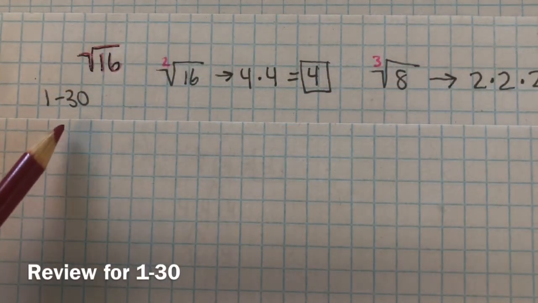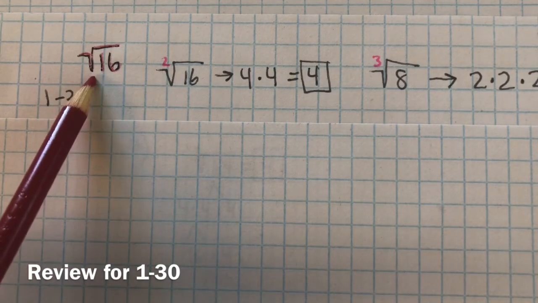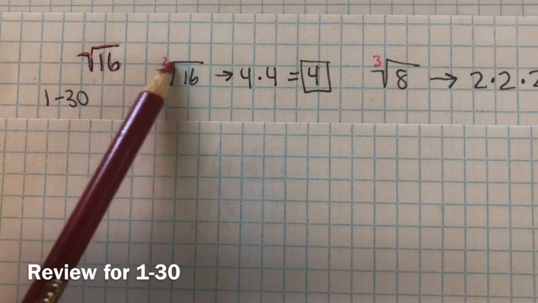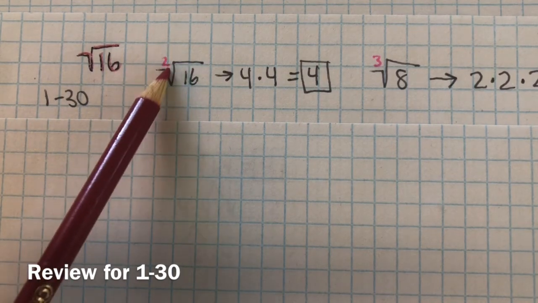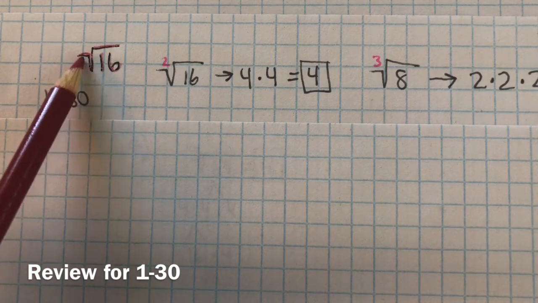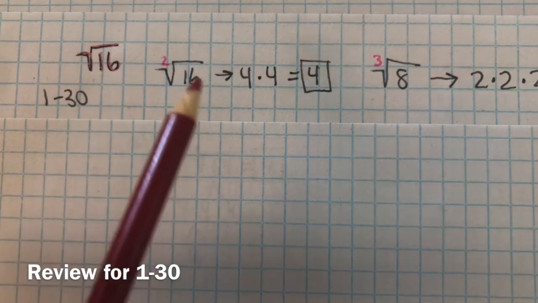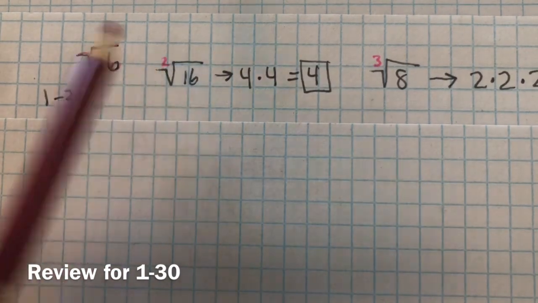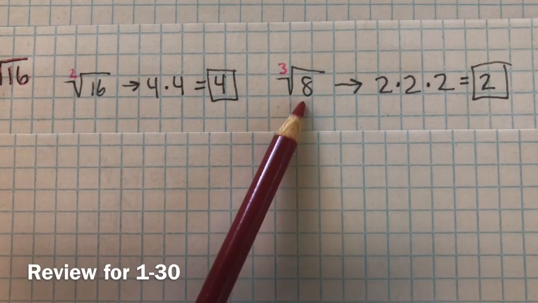Before we do problem 130, I want to do a little review. Here we have the square root of 16. Now, I put a 2 here, and that represents the square root, but you don't normally put a 2 there. You just know that this radical symbol is the square root of 16. But I wanted to put this 2 here, because here we have the cube root.